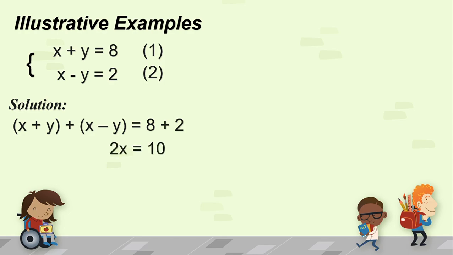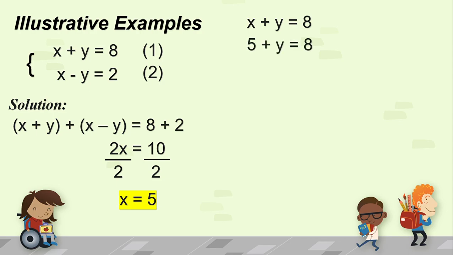And after that, let's apply the division property of equality by dividing both sides by 2. So 2 divided by 2, we will have 1x or x, and 10 divided by 2, we will have 5. So therefore, the value of x is equal to 5. Now let's take the first equation, x plus y is equal to 8, and substitute 5 for the value of x. So we will have 5 plus y is equal to 8.